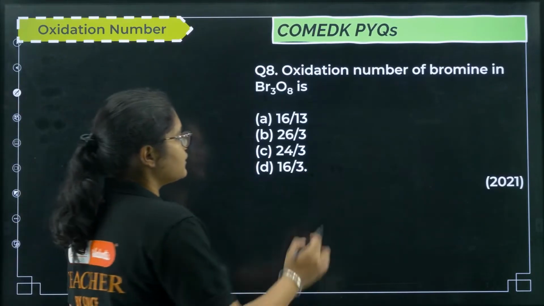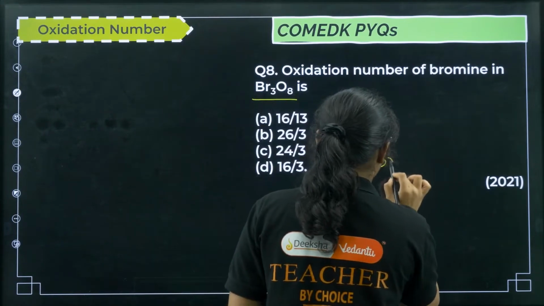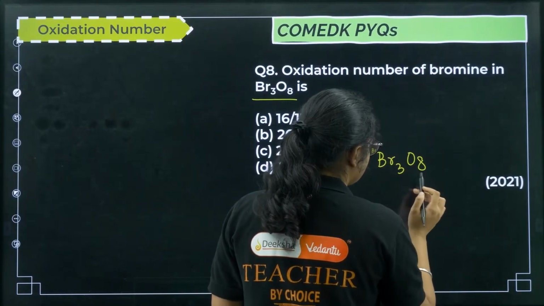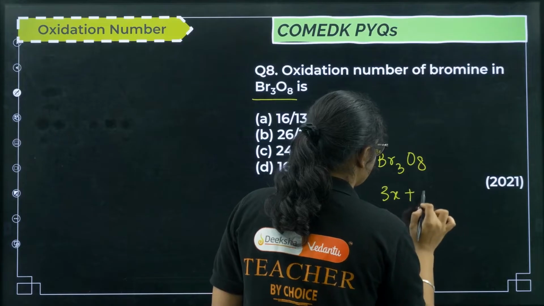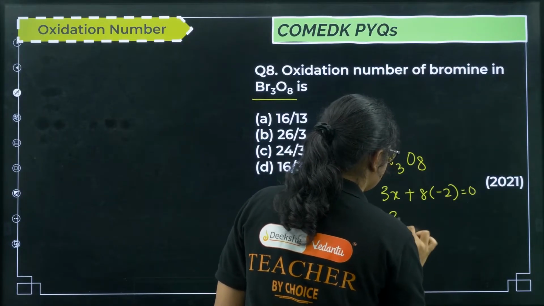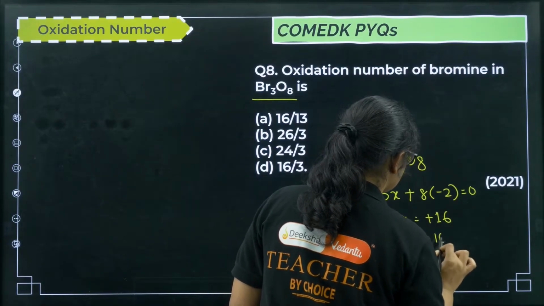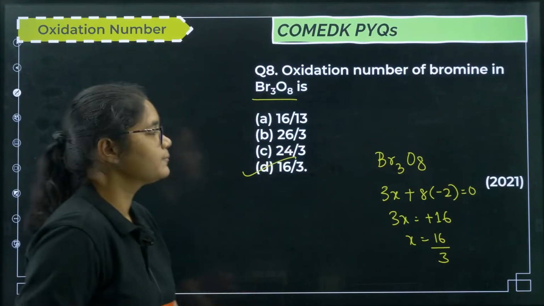Next, oxidation number of bromine in Br3O8 is. So if I have Br3O8, okay, so here if I see it, 3x for bromine, then 8 into minus 2 is equal to 0, right? So we will get 3x is equal to plus 16 and x is equal to 16 by 3. Okay, correct answer is option number D here.